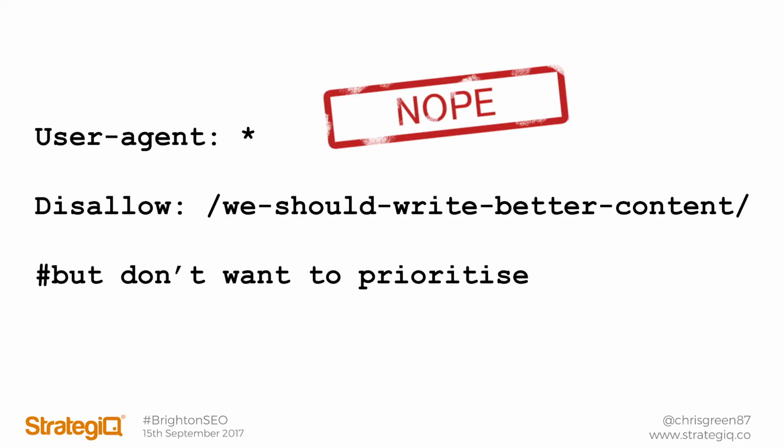And this is my personal favourite: we should write better content, but don't want to, so blocking it using robots.txt. Just don't do it. Write the content. Actually make use of the rankings rather than hide the stuff that you don't want Google to see. Make it an asset.